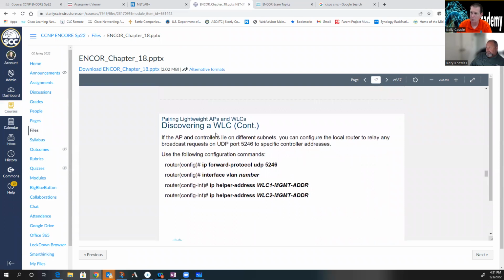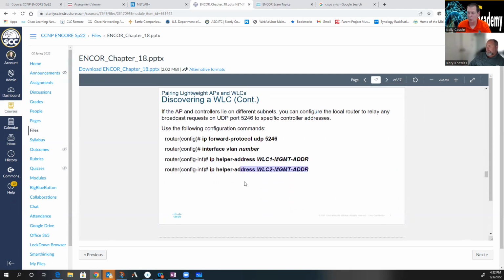If an AP and a controller are on a different subnet, since that broadcast does use UDP to port 5246, you may have to set up the router to forward that particular broadcast to the wireless LAN controller. So you may have to say ip forward-protocol udp 5246, and then by using the helper address, that will have it forward anything that is set up in the forward protocol list to the IP address of the wireless LAN controller. So you do your primary and secondary wireless LAN controllers as helper addresses.